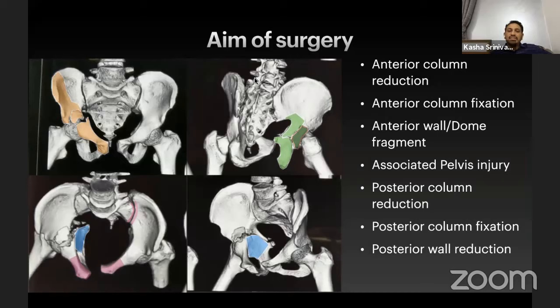So if you see this, through the anterior approach, you can address anterior column fracture reduction, anterior column fixation, anterior wall fragment reduction and fixation, and associated pelvic injury can also be addressed if you go anteriorly. By indirect methods, or by pushing, in this particular case with the ball spike pusher, you can also reduce the posterior column. But posterior column fixation may not be possible if you want to put a plate, but if you want to go ahead with just a screw fixation, it is possible because there is a posterior wall also associated with it.